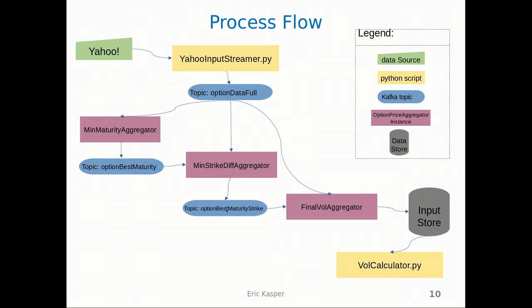strike in that maturity, and then finally we have a final aggregator which joins back to the original, filters down best strike, best maturity, and we end up with one volatility. And then that gets streamed into the input store, which for this case is a file system. And then once we have that, we just do that NumPy matrix calculation to get the value.